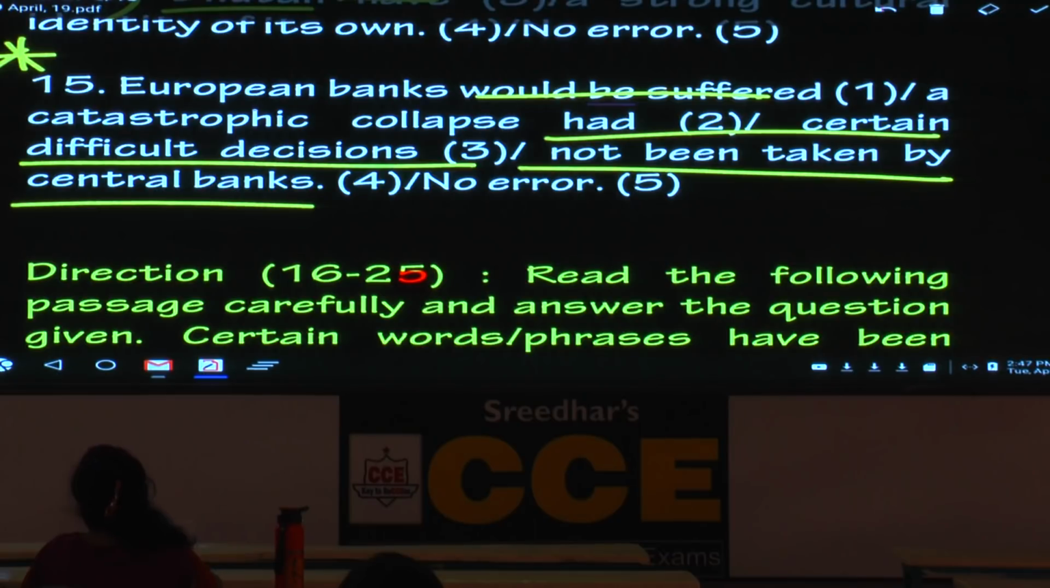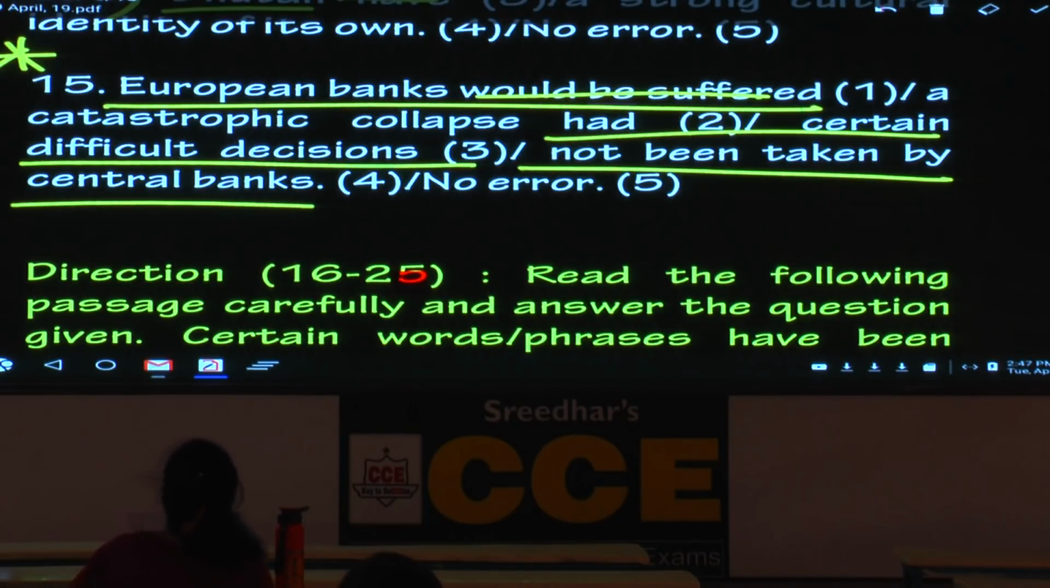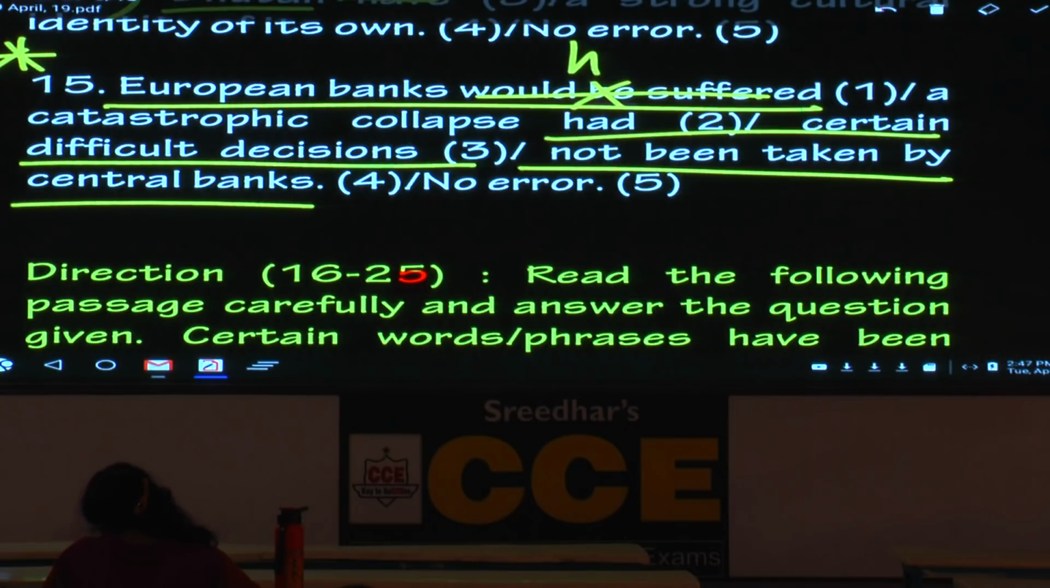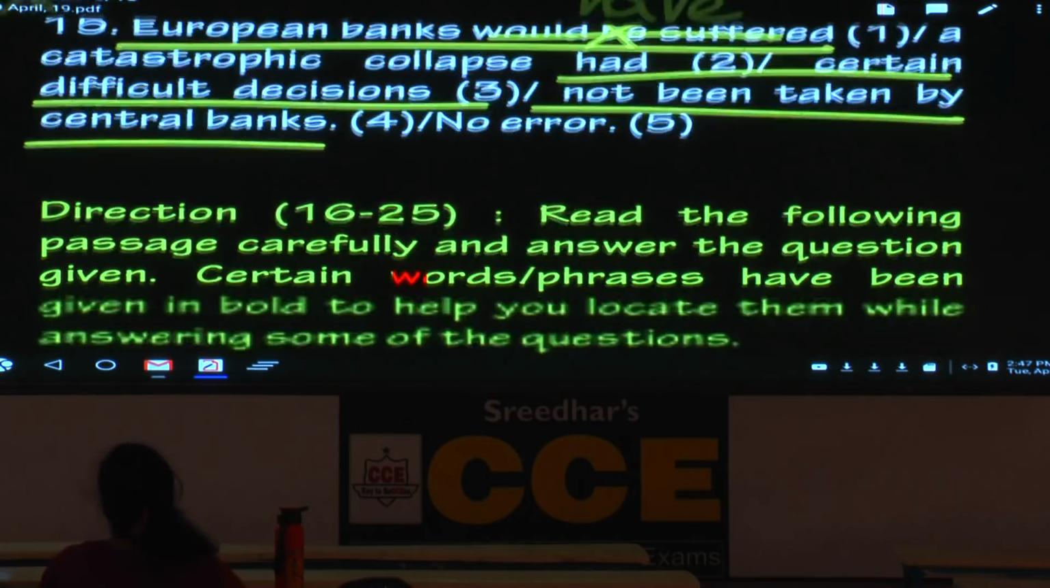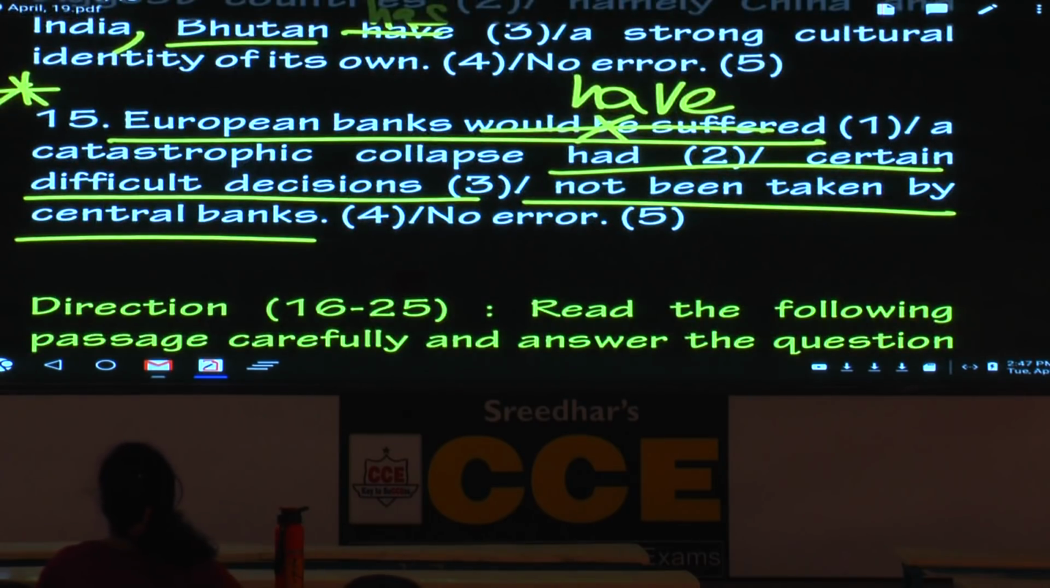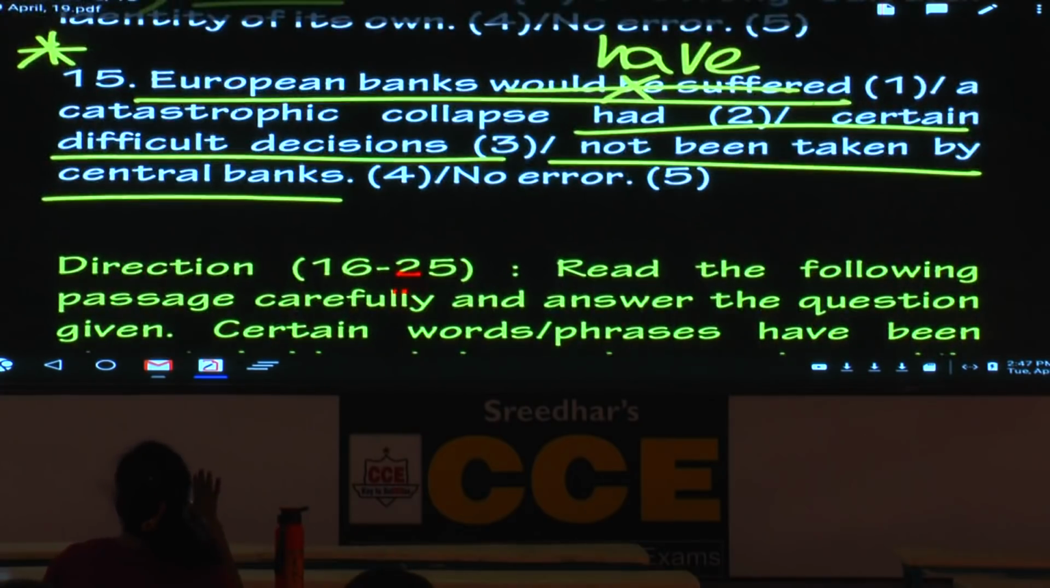Now tell me what is the correct expression. European banks would have suffered. Please write: European banks would have suffered. Here B is not correct. Would have suffered. Hope you got it. Right, that's an important one. How many of you have got this one right? Please raise your hands. Okay.